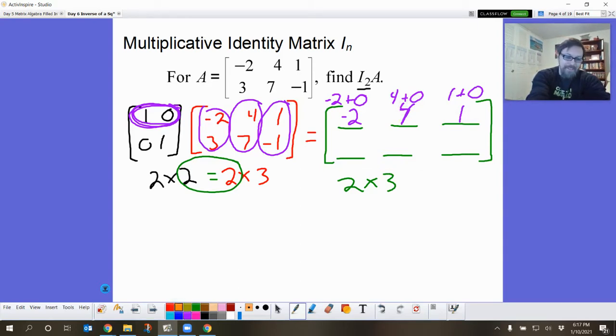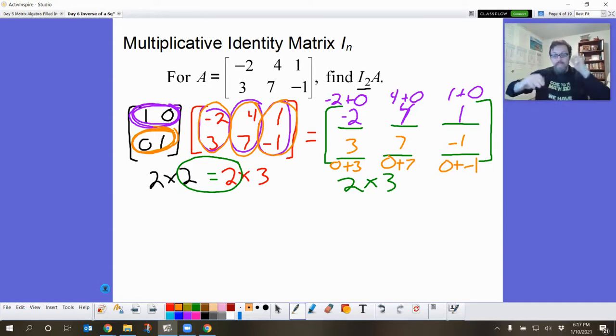Let's do the bottom row then. In the bottom row, 0 times negative 2 is 0 plus 3, so that's a 3. And then this part times that part, that is 0 plus 7, so that's 7. And wouldn't you know it, we end up with the same thing that we started with. So that's kind of proving that if you multiply by your identity, you're not going to change the values in that matrix.